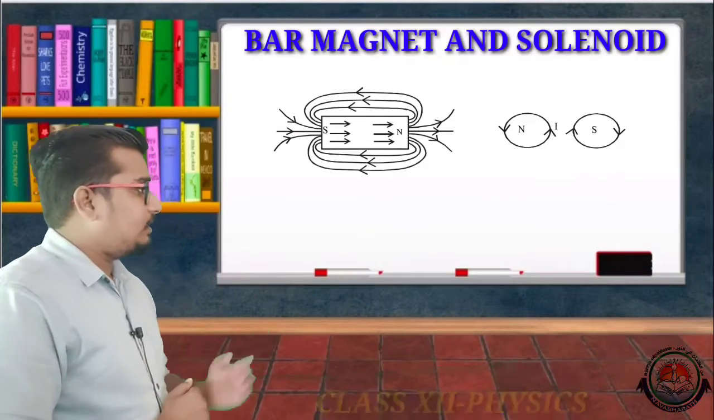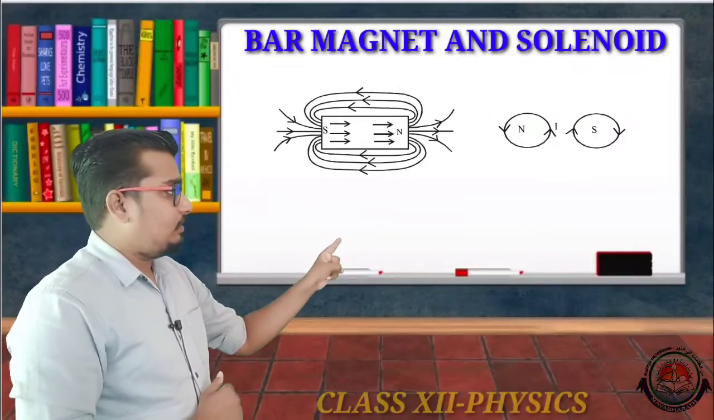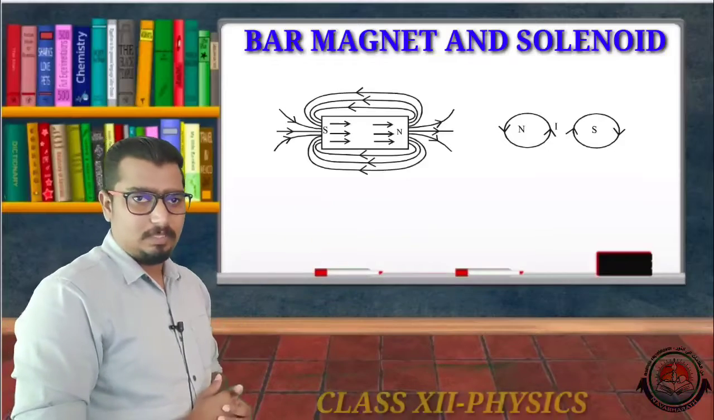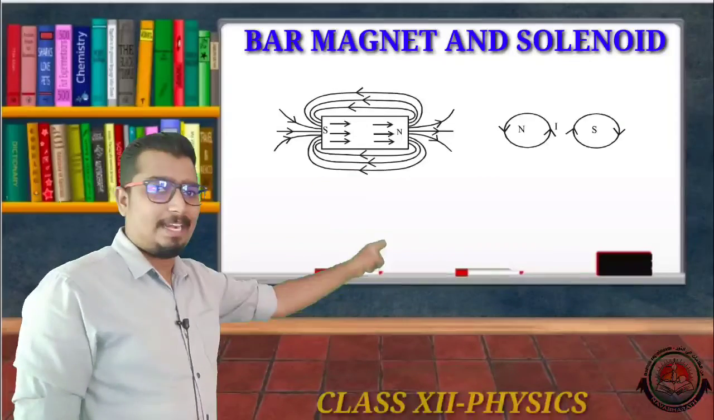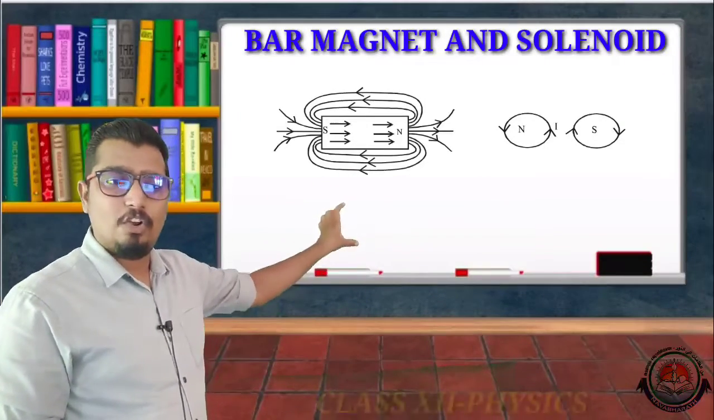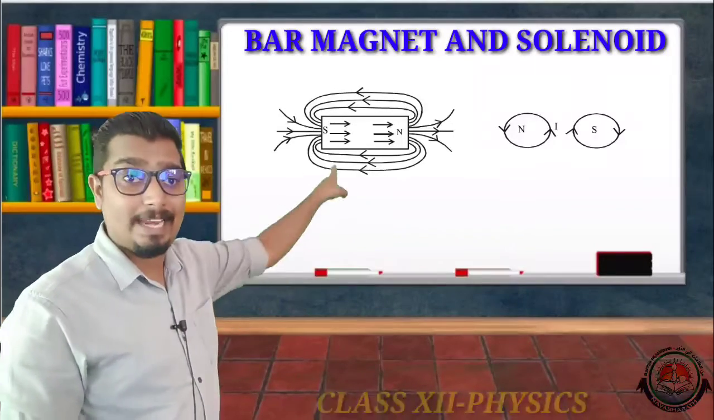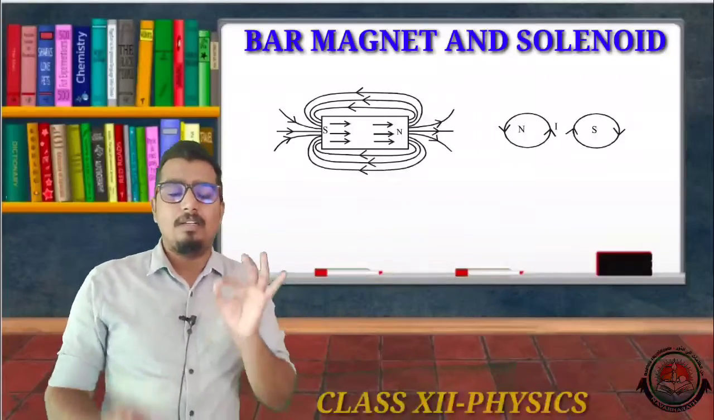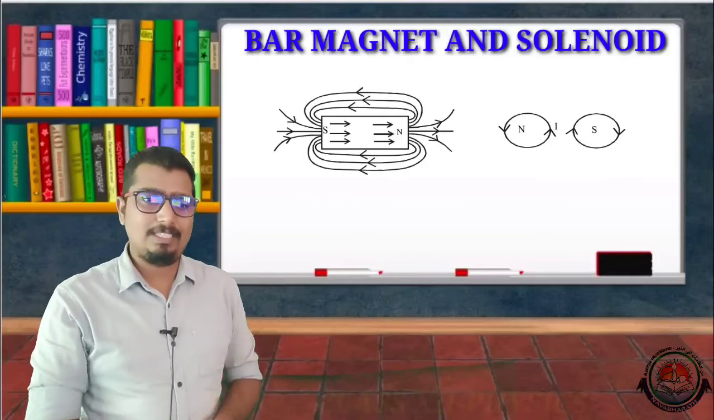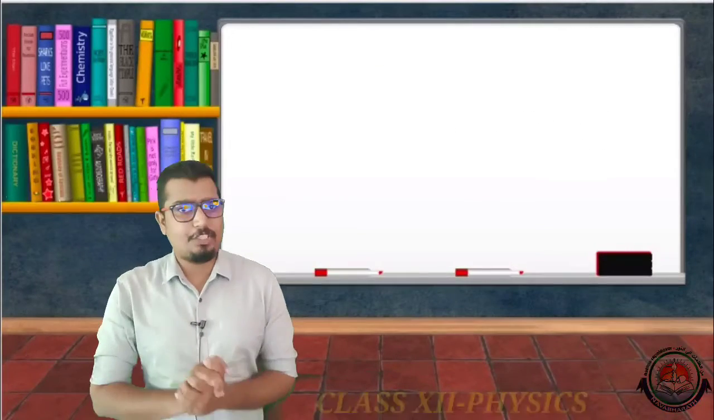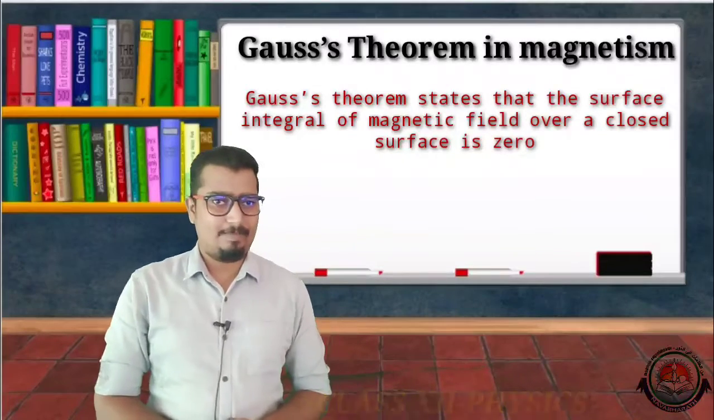In that figure, you see the circular shape, and inside that circle north and south are marked. If the current is flowing in the anti-clockwise direction, that end is considered the North Pole. If the current is flowing in the clockwise direction, that end of the solenoid is taken as the South Pole. Next we are going to discuss the topic Gauss's theorem in magnetism.